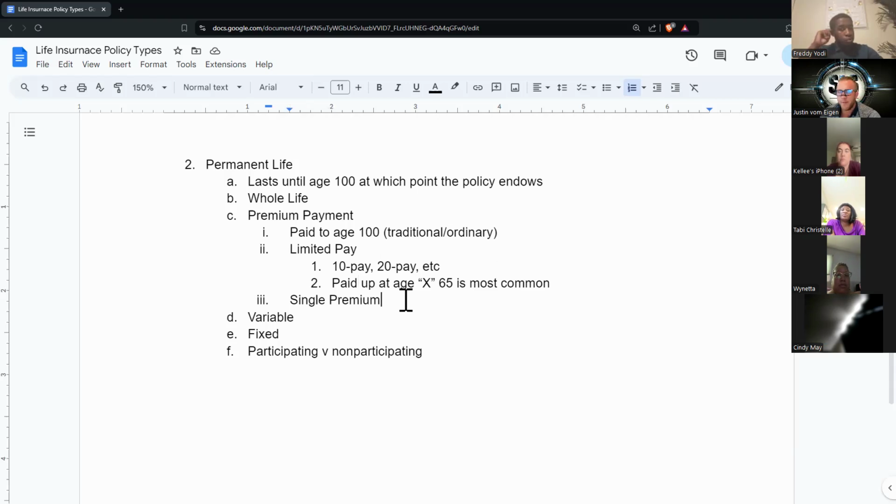And then there's single premium, which is just a one lump sum payment. So you give the insurance company a big chunk of money, and then you have permanent life insurance. So say that $100,000, maybe for me it would cost $35,000. So I give them $35,000, and now I have $100,000 whole life that's permanent. Any questions about that?